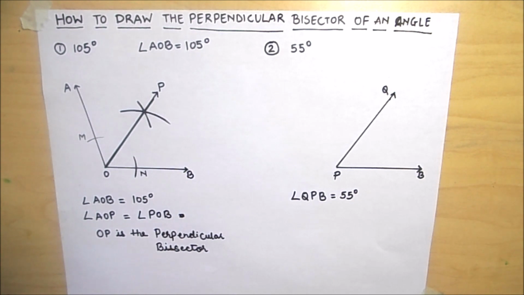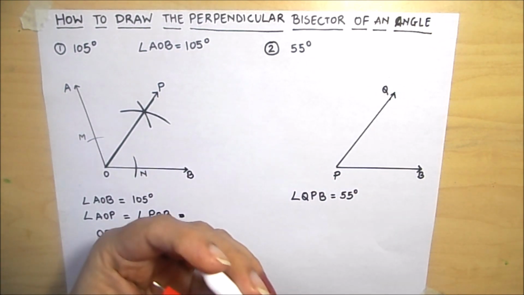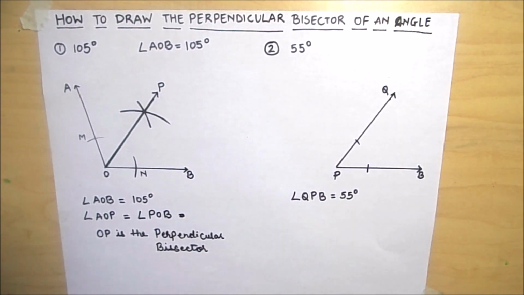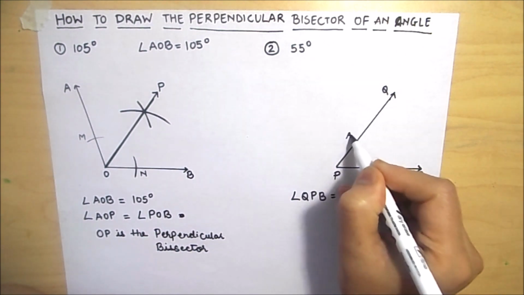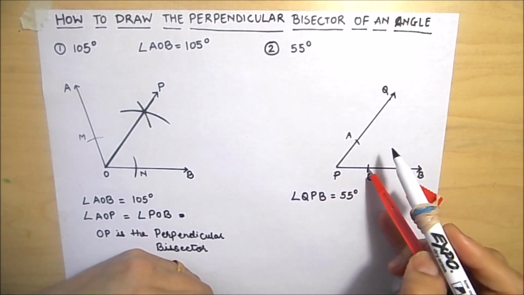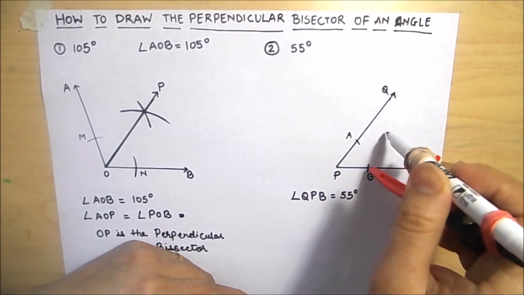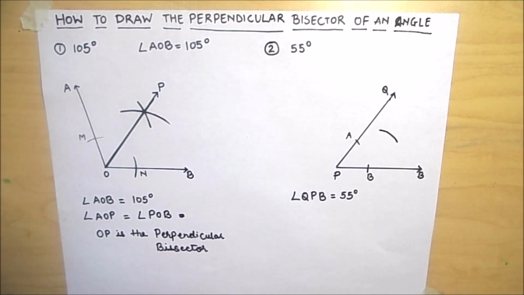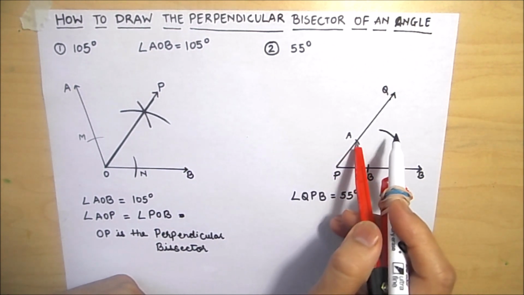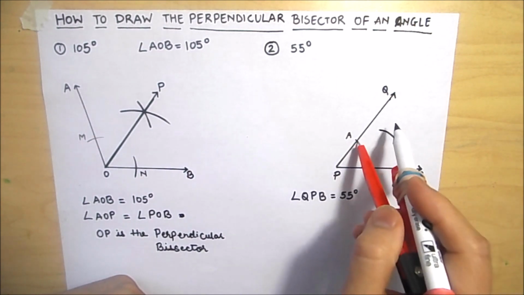Now we need to make the perpendicular bisector of this angle. With the help of your compass, with any radius, just draw an arc cutting both the lines of the angle. Now let's name these points A and B. With any radius on your compass and with B as center, draw an arc inside the angle, and with A as center and the same radius, draw another arc intersecting the first arc.